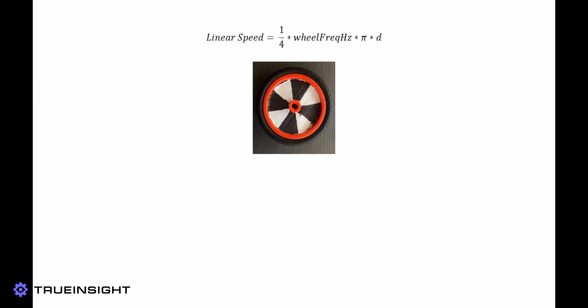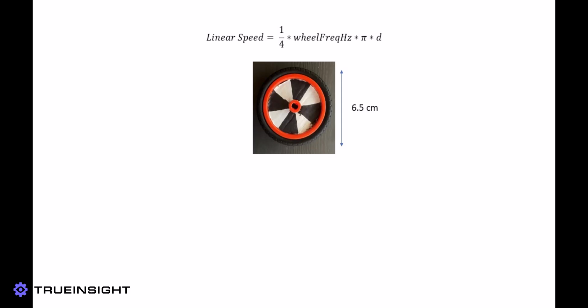The final step is somewhat trivial, but we will use a simple formula to convert the measured frequency to a measured linear velocity of the race car. The division by 4 comes from the fact that the encoder pattern is repeated 4 times per rotation of the tire. The diameter of the tire was measured to be 6.5 centimeters.